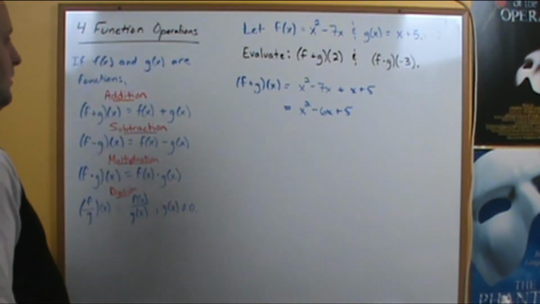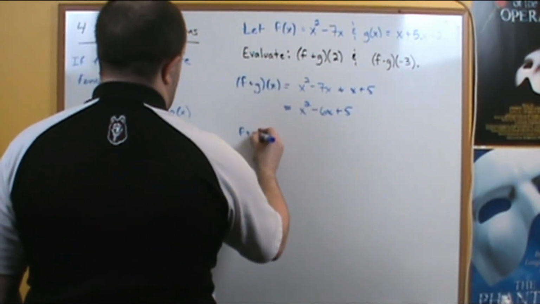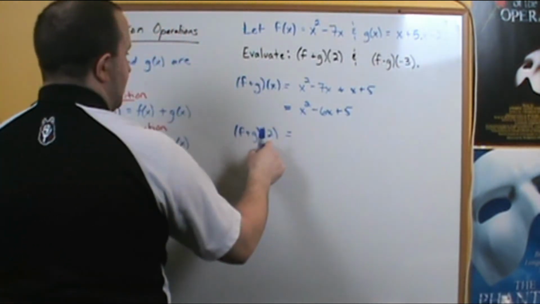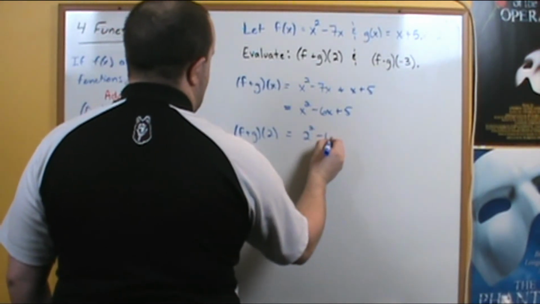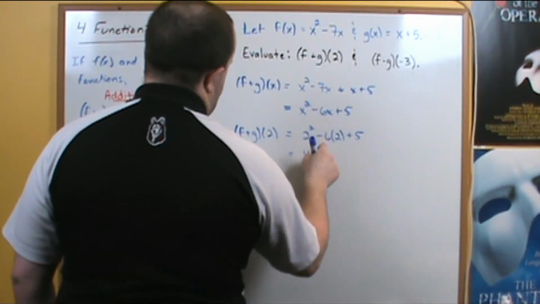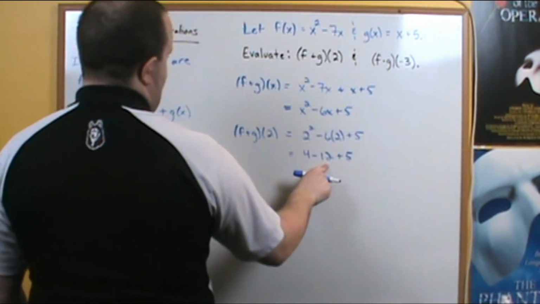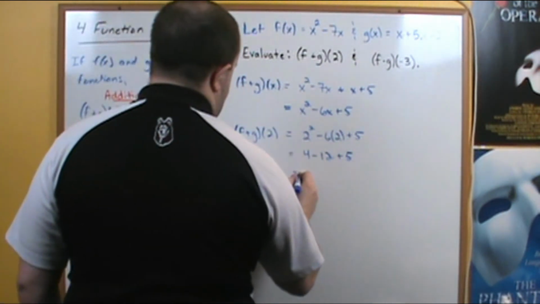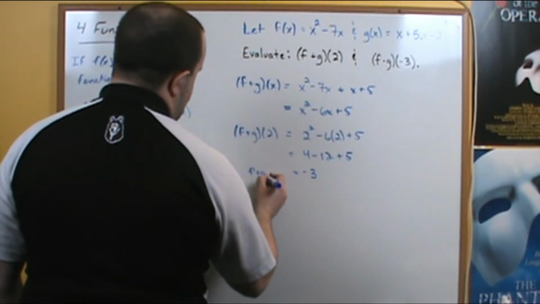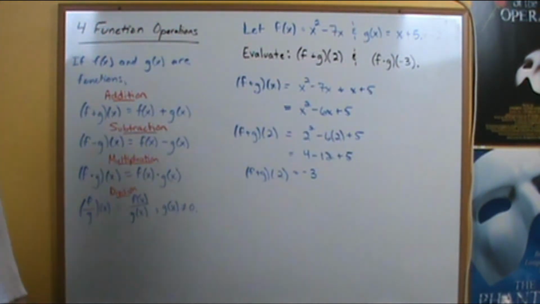Now to find the function f plus g evaluated at 2, wherever there's an x, we substitute in a 2. So we get 2 squared minus 6 times 2 plus 5. 2 squared is 4. Negative 6 times 2 is negative 12 plus 5. 4 minus 12 is negative 8 plus 5 is negative 3. So the function f plus g evaluated at 2 is equivalent to negative 3.